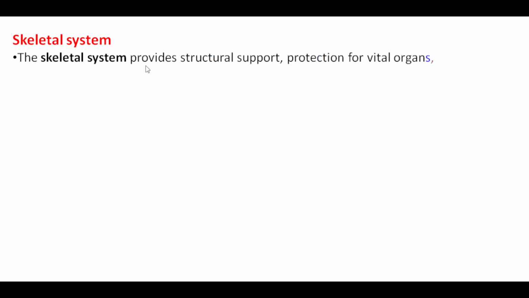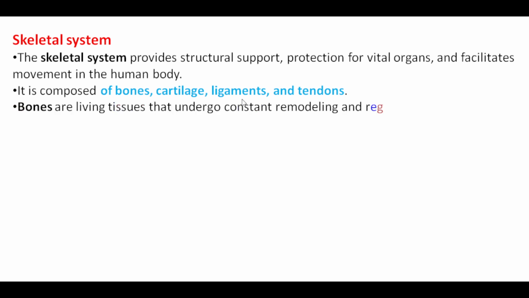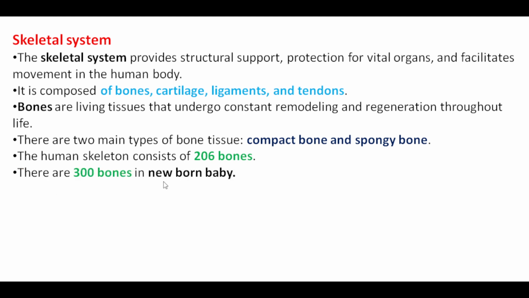Now we are going to cover the skeletal system. The skeletal system provides structural support, protection for vital organs, and facilitates movement in the human body. It is composed of bones, cartilage, ligaments, and tendons. Bones are living tissues that undergo constant remodeling and regeneration throughout life. There are two main types of bone tissue, compact bone and spongy bone. The human skeleton consists of 206 bones. There are 300 bones in a newborn baby.